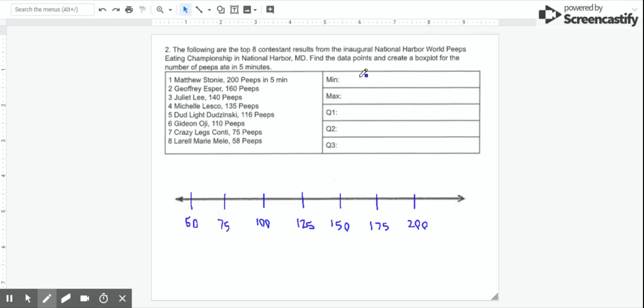So find the minimum. That's going to be 58. Remember, minimum is smallest. Maximum is 200. And again, these are already in order, but not from least to greatest. They're from greatest to least. But we can just look at it backwards again like we did on the last one.